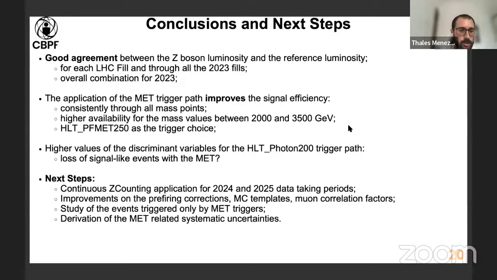And as the next steps, we should have a better understanding of the events that are triggered by the match triggers, and how they could be compared with the ones triggered by the single photon trigger, which is the approach previously used. And since we have a different type of analysis, we should take into account the derivation of the systematic uncertainties that are related to the missing energy. So these are the next steps for the whole analysis.